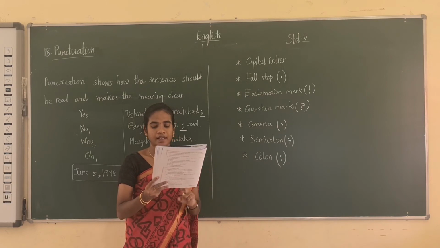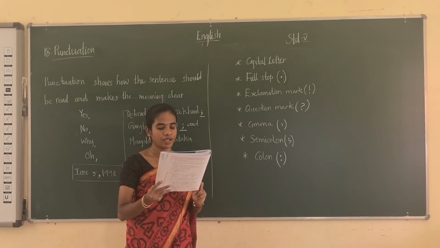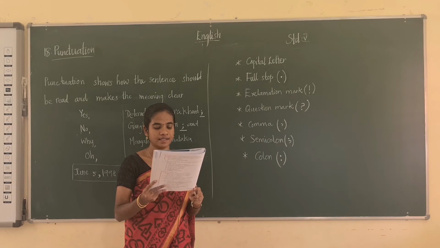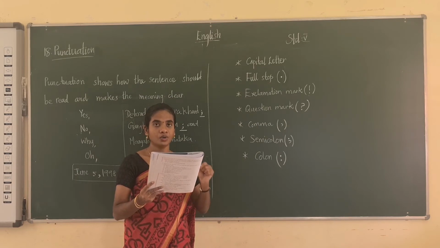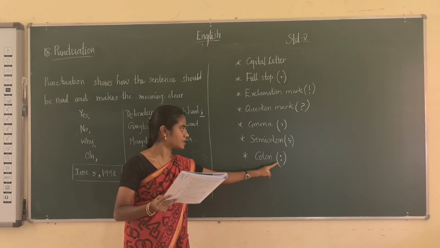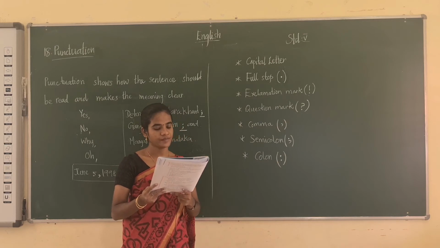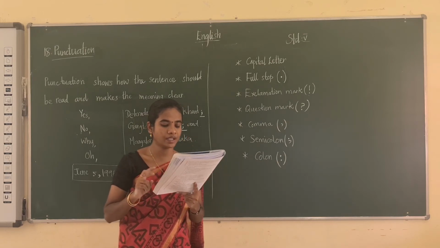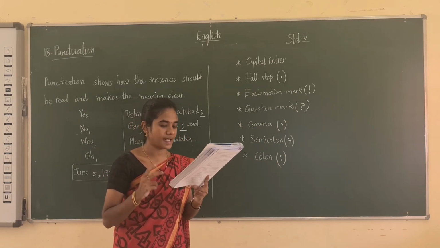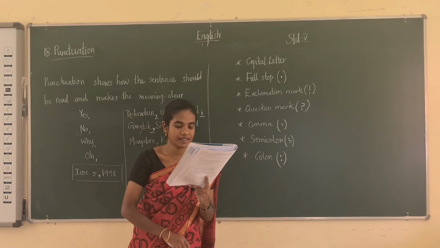What is the list they are given? Daily expenditure, important dates, and the bank transaction details. You want to note down these, so before that you have to use the colon. See the next one: between two independent clauses where the second clause explains or summarizes the first clause.